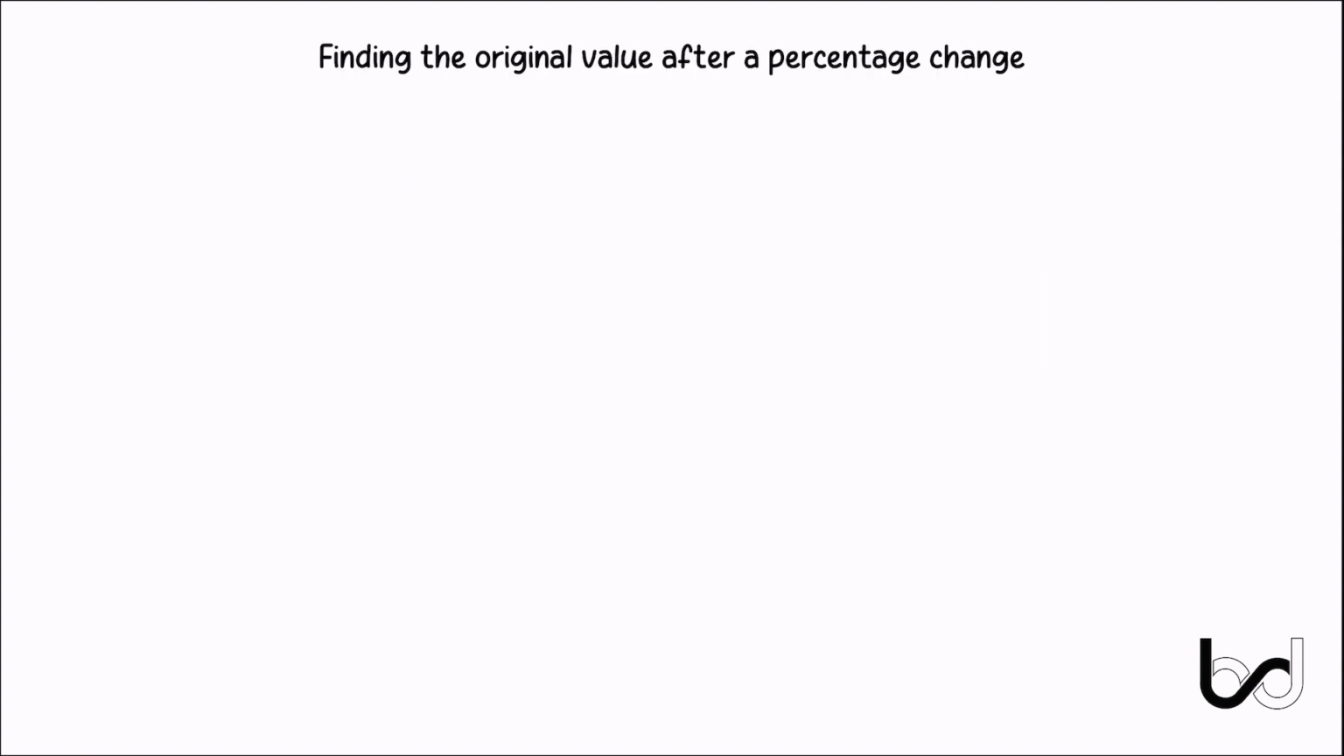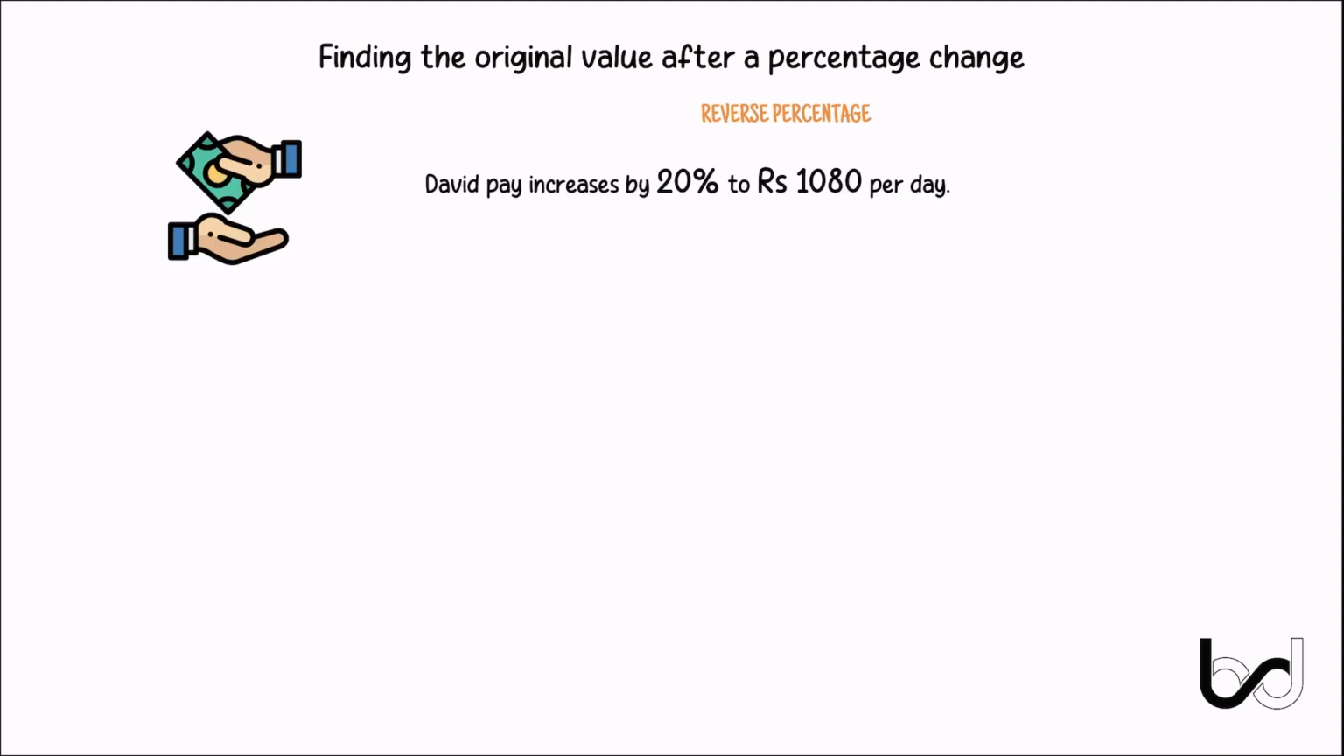So the question is, find the original value after a percentage change, which at times we call reverse percentages, because we are working in reverse to find out the original value. For example, let's take this question: David's pay increases by 20% to rupees 1080 per day. Over here you need to find out what was his pay before the increase. After the increase the pay is 1080 per day. There was some original price which we are not aware of, so we have marked it with a question mark.